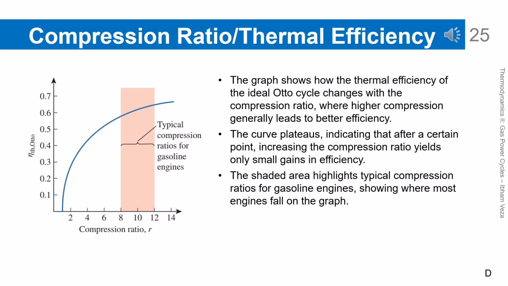This graph shows that the thermal efficiency of the Otto cycle increases as the compression ratio increases. Beyond a certain compression ratio, the efficiency increase becomes smaller and the curve flattens. The shaded area represents the typical compression ratio range for gasoline engines. This relationship explains why engine design is often limited by knocking. Thermodynamically, the compression ratio is a key parameter for improving efficiency.